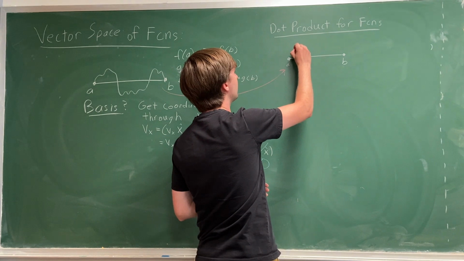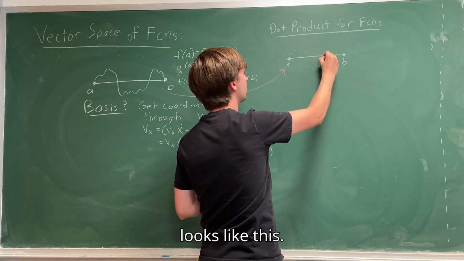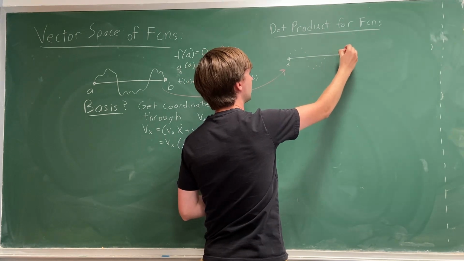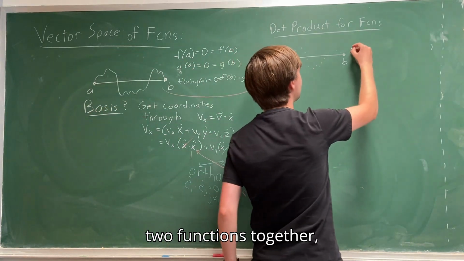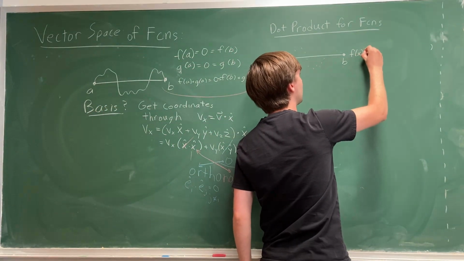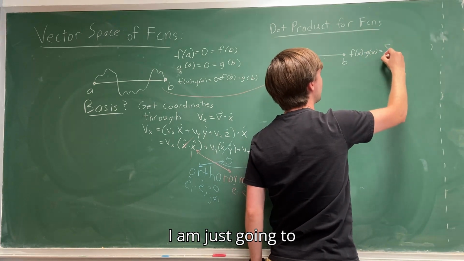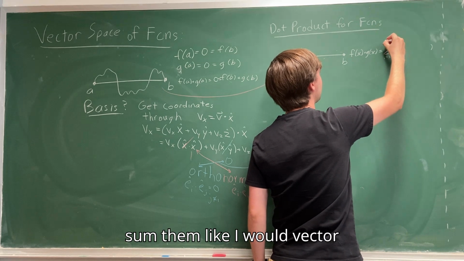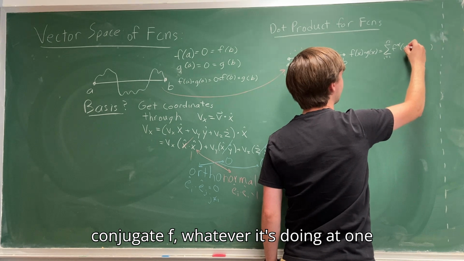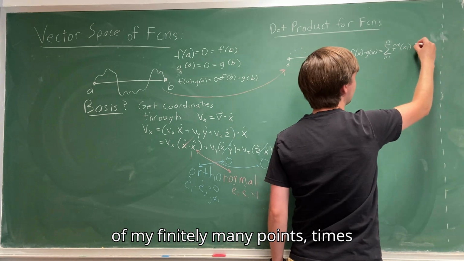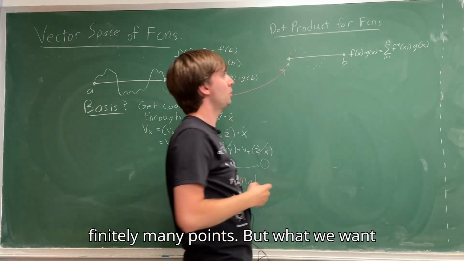I'll pretend that the function looks like this. So if I am dot producting two functions together, I am just going to sum them like I would vector coordinates. Make sure to complex conjugate f, whatever it's doing at one of my finitely many points, times g with whatever that's doing at one of finitely many points.